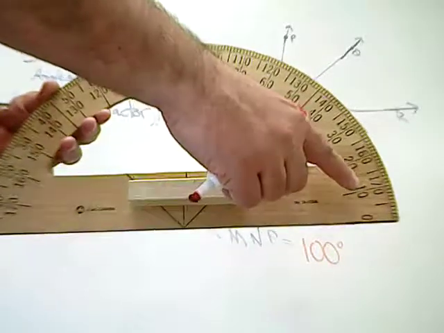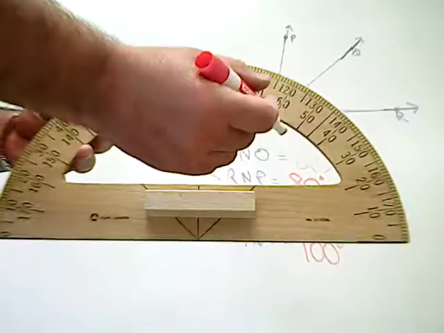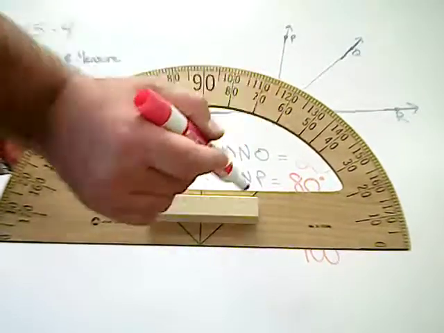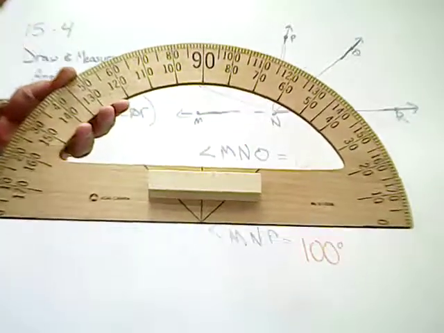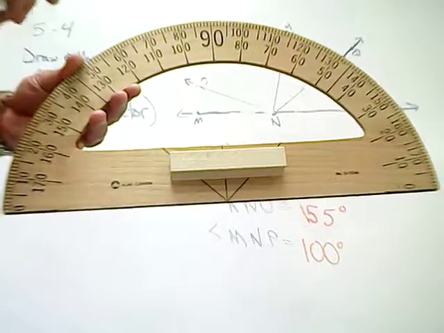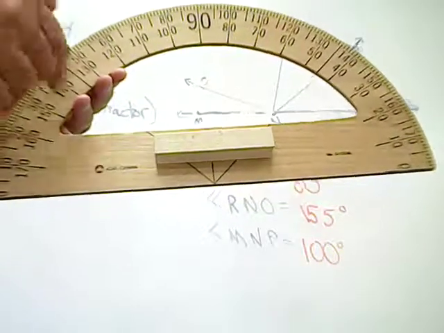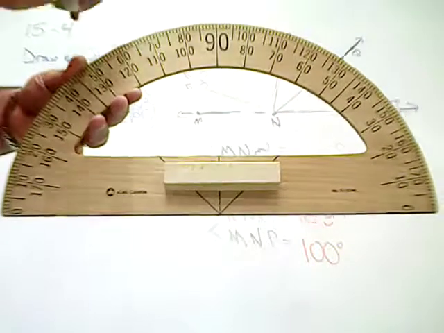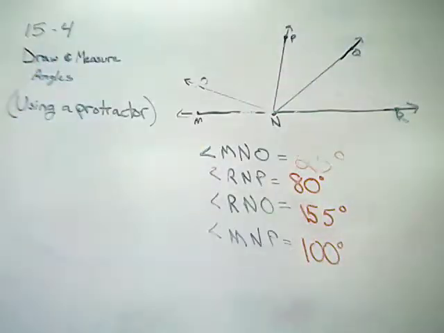For almost every point on your protractor, the angle will be pointing at both an obtuse and an acute number. That's why it's important to determine which type of angle you have. 90 is the only one that will not have two different numbers, because whether you go this way or you go this way, you're still forming a 90-degree angle.